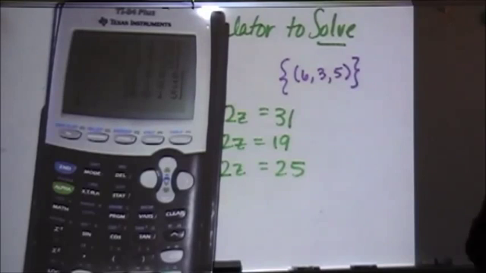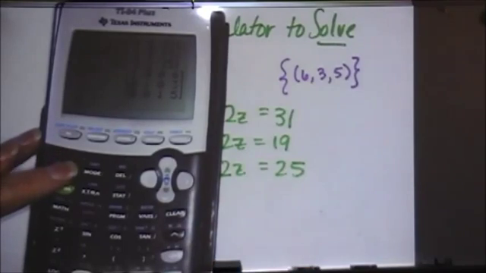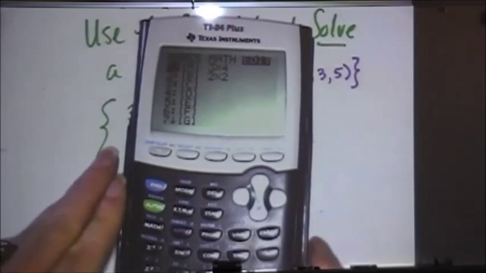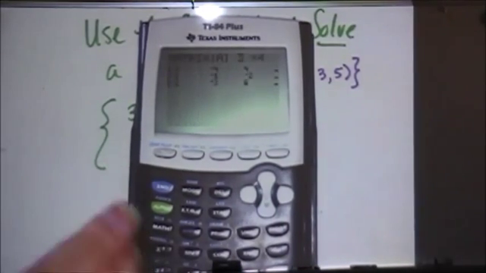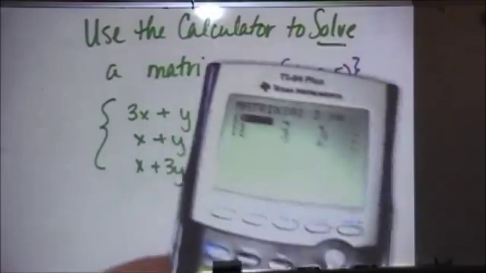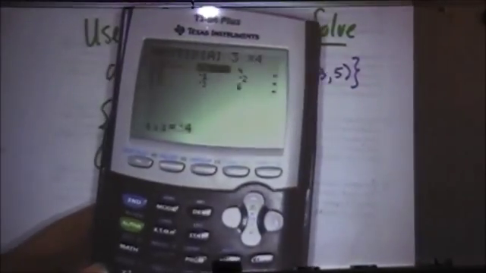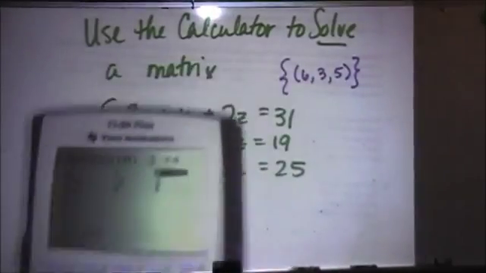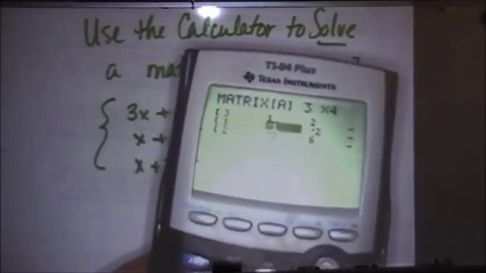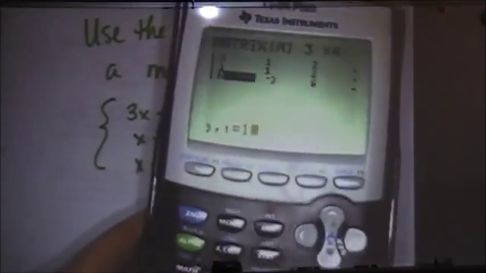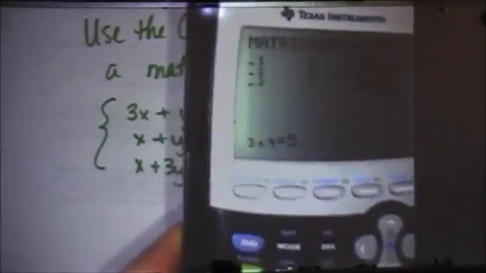Now, if you don't have the new operating system, we can do the same thing by storing this matrix. So I'm going to hit second, matrix, arrow over to edit, and now I'm going to store this in matrix 1. It is a 3 by 4. Notice I already have something in my 3 by 4, but I can just type over. In this case I can hit enter and it'll jump to the right. So I type 3, 1, 2, and 31. Then 1, 1, 2, and 19. And 1, 3, 2, and 25.